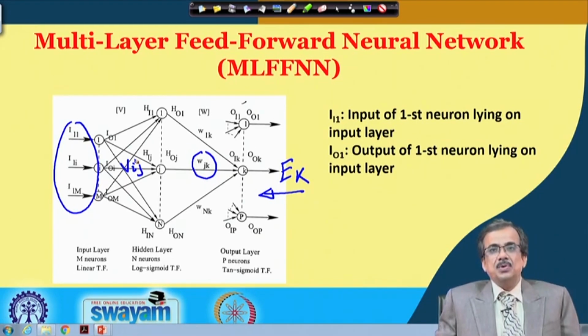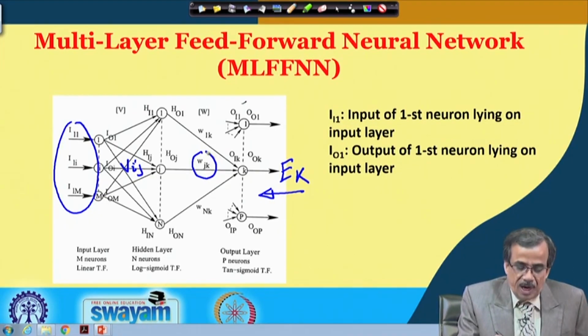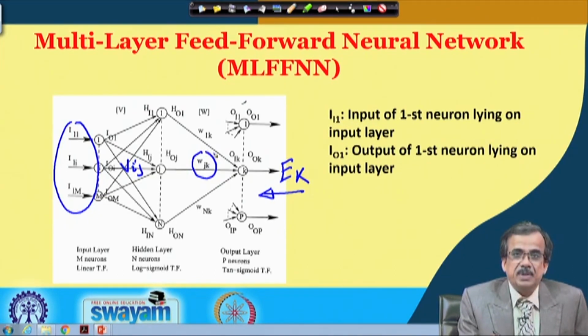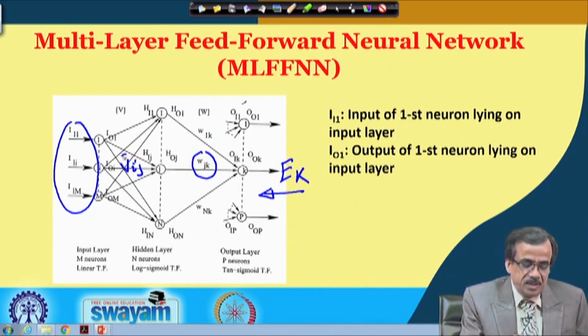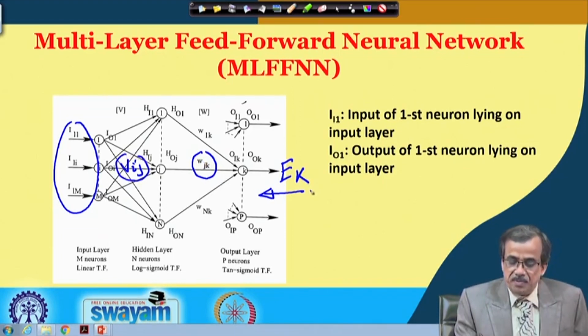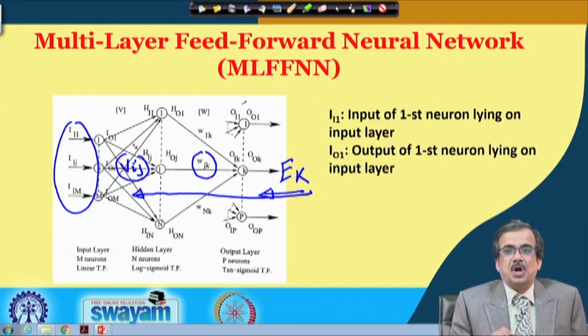Now, let us see how to update. To update this Wjk, what we do is, from here we try to move in the backward direction, and the moment it reaches here we will stop. Now, to update this Vij, starting from this error, I will propagate it back, and the moment it reaches here I am going to stop.